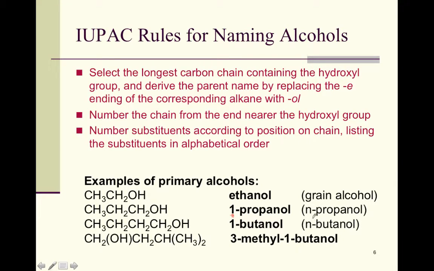The n-propanol and n-butanol. Before the IUPAC system, they used n to mean something's coming off carbon number 1. And we've seen this lowercase n before. In fact, last semester, they used that to say it was a straight chain. So that's one of the reasons why the IUPAC system came into play, is they needed to be more systematic and not use the same notation for more than one thing.